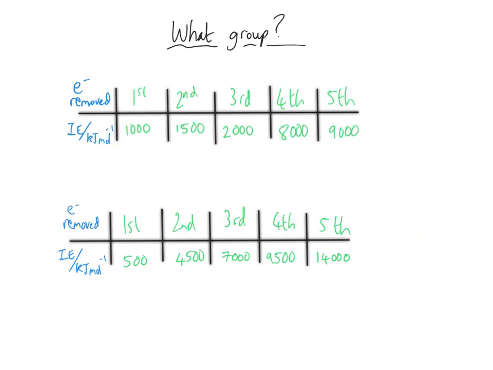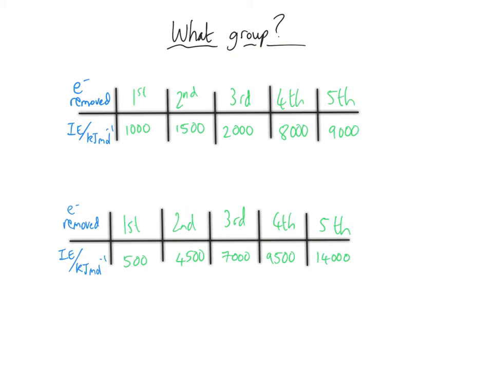We can also use ionisation energies to work out what group of the periodic table a particular element might be in. What we have to do that is we have to look at successive ionisation energies. And so if we have a look here, we've got our first element where the first ionisation energy is 1000, the second ionisation energy is 1500, then 2000, then 8000, then 9000.